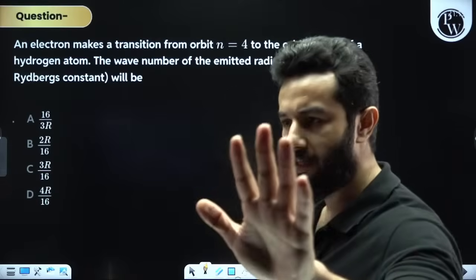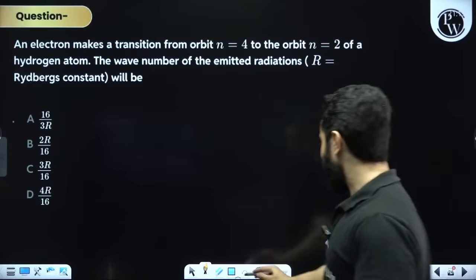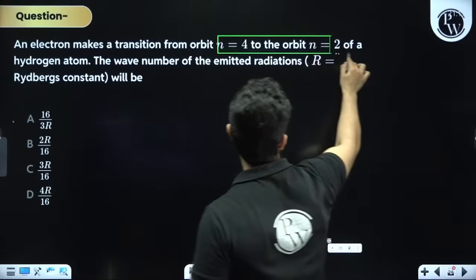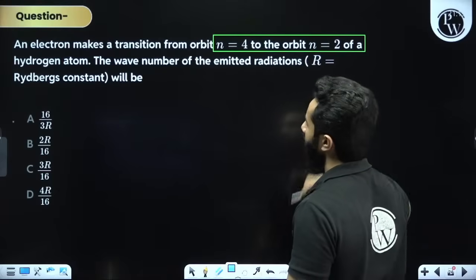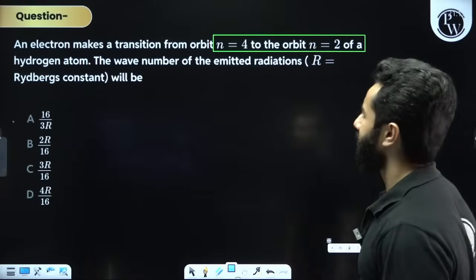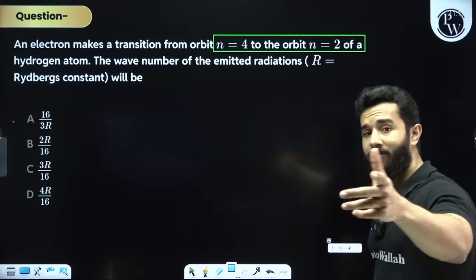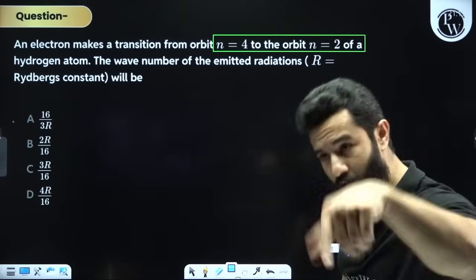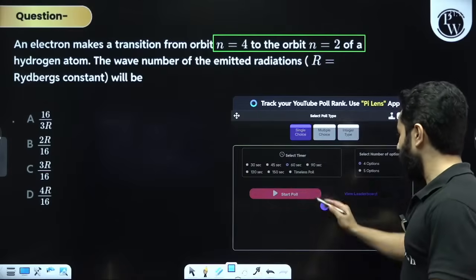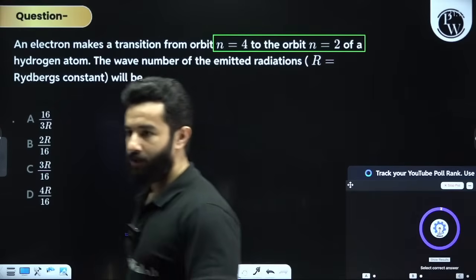Now everything's clear, na? An electron makes a transition from n equals 4 to n equals 2. n equals 2 means Balmer series. The wave number basically means, my dear friends, 1 upon lambda, right? Let's start. 1 upon lambda is known as wave number.